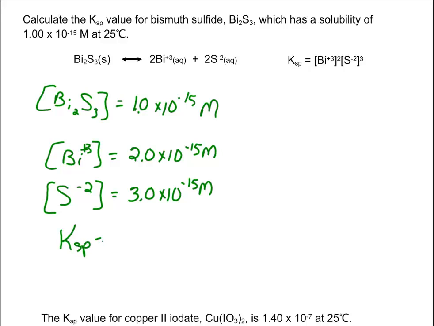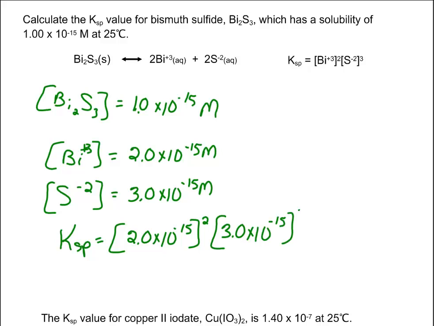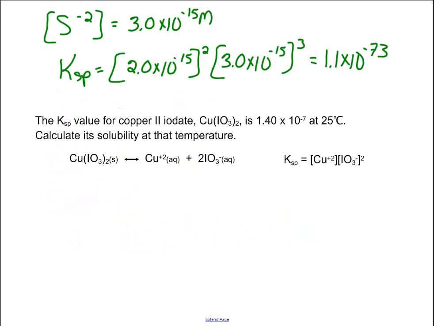So I have KSP equals the concentration of bismuth ion, which is 2.0 times 10 to the negative 15, and I have to square that because I have that 2 there on the right side. And sulfide is 3.0 times 10 to the negative 15, and that gets cubed. So when I do the math, I find that KSP for bismuth sulfide is 1.1 times 10 to the negative 73. Not very soluble. Okay, let's go the other way.